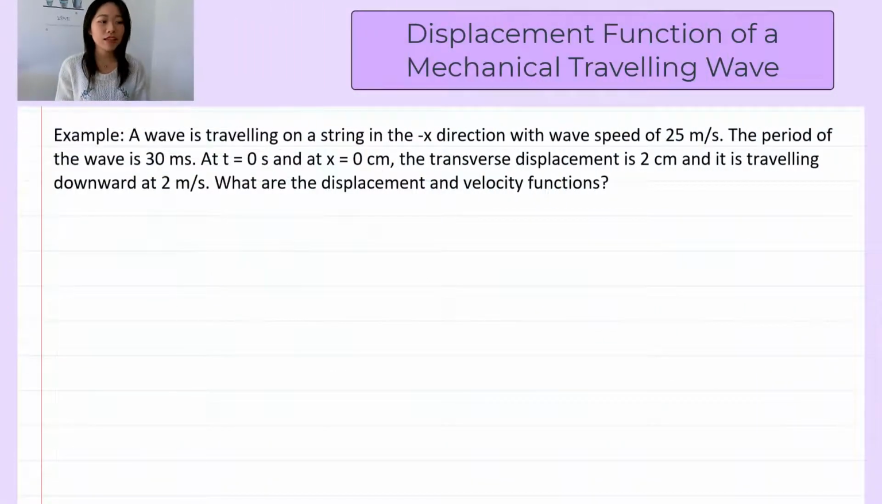A wave is traveling on a string in the negative x direction with wave speed of 25 meters per second. The period of the wave is 30 milliseconds. At t equals 0 seconds and at x equals 0 centimeters, the transverse displacement is 2 centimeters and is traveling downward at 2 meters per second. What are the displacement and velocity functions?